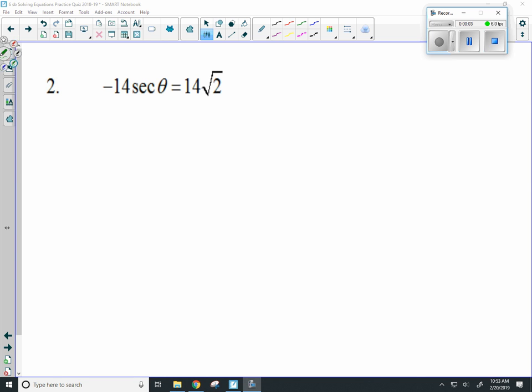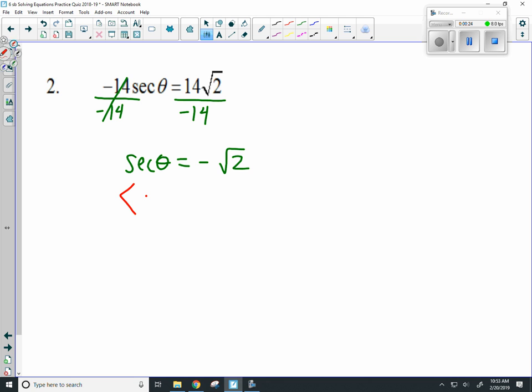Alright, for this one we need to get secant of theta by itself. So we're going to start by dividing both sides by negative 14. So secant of theta is equal to, the 14s are going to cancel each other out, but we're still left with the negative. Right. So to figure this out, we need to remember that secant's reciprocal is cosine.